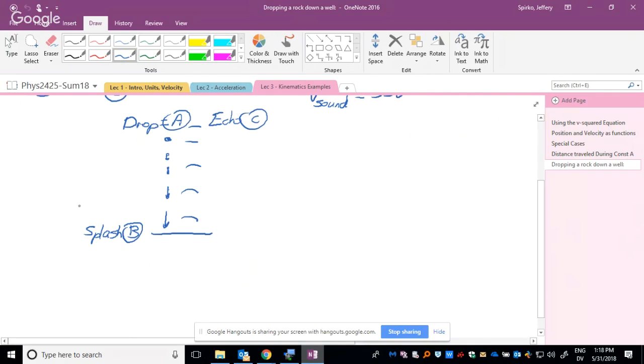So during the drop, we want to be thinking about the relationship between, so this distance here is, I'm going to call H for the height of the top of the well from the bottom. H for the depth of the well. Perfectly good variable for that.